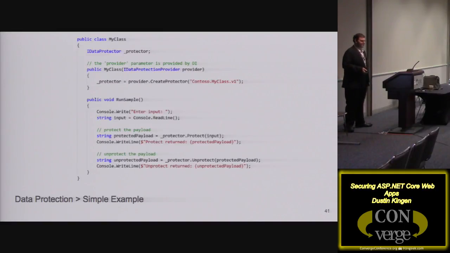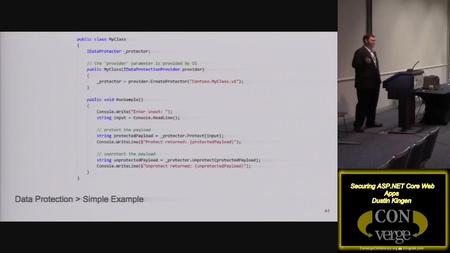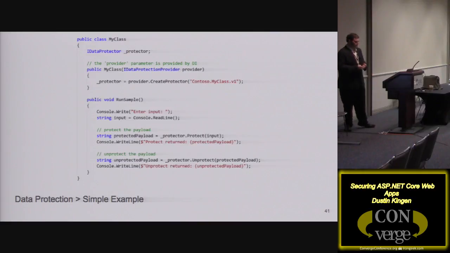All right. So let's do a simple example. This is my class. My class has a constructor, and it takes a data protection provider. The data protection provider is provided to us by the dependency injection system, so we don't have to worry about where that comes from. And what we do inside here is we create a protector. The protector uses a purpose string. So the purpose of this application is to just annotate some data in here. And then we just want to run it. So what we're going to do is get some secret information, and then we're going to go through and protect it. And after that, we can unprotect it and just get it back. It's pretty simple.